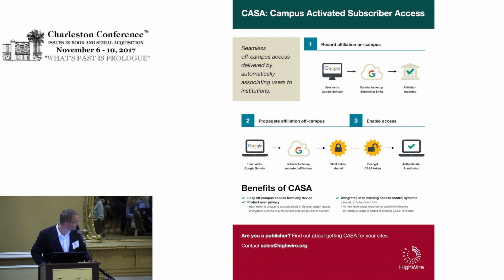This is, by the way, how subscriber links look in a Google Scholar search. We know that for referrals, people coming to our content on our platform, about 50% comes from people using Google, about 10% using Google Scholar. Nevertheless, we saw that those publishers who are using CASA have a 30% increase in usage. Now, I assume that's something that libraries would want, as well as publishers.